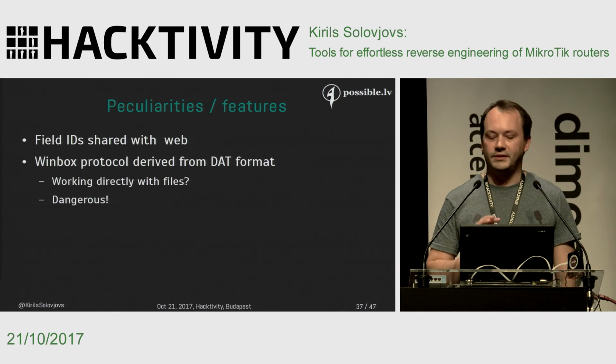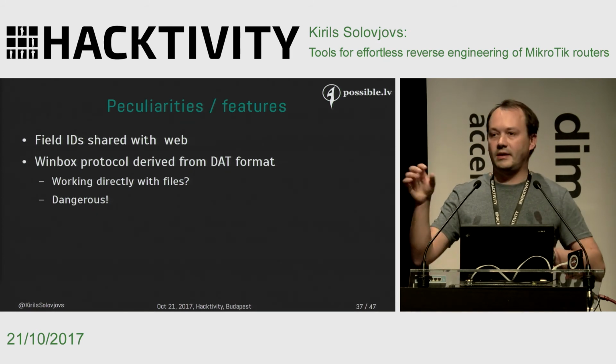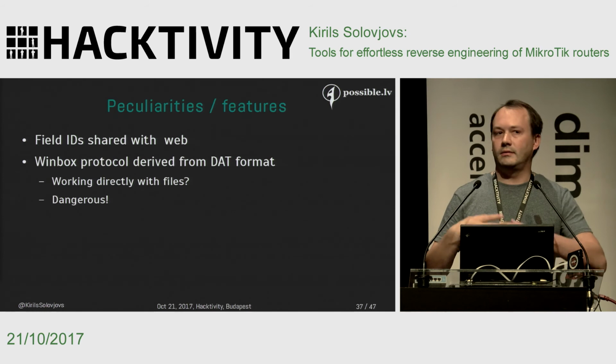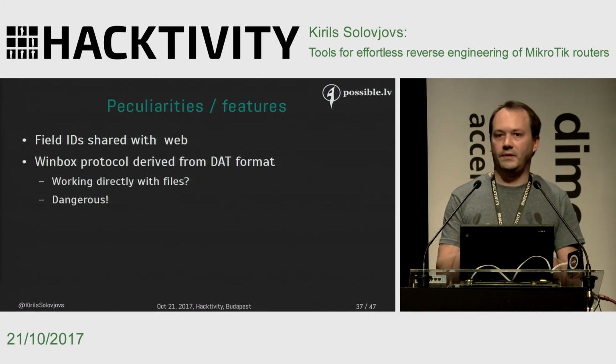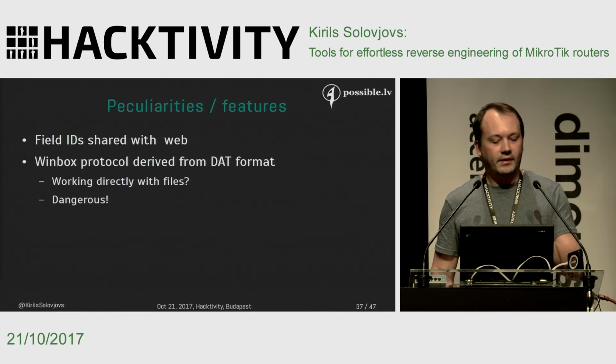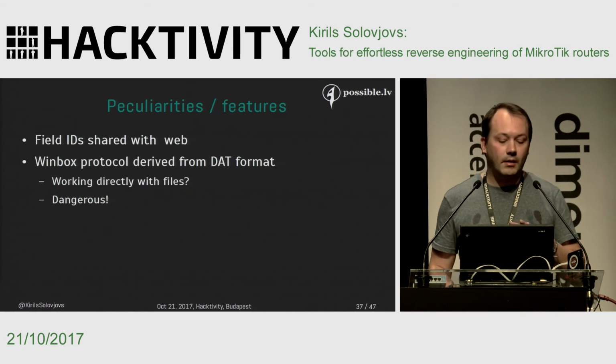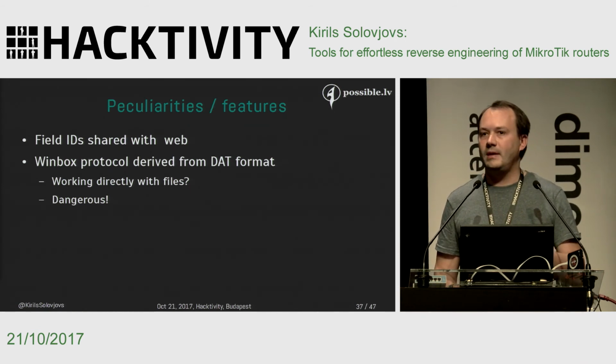Peculiarities of this format is that field IDs are shared with web. It's a binary format. You don't get text saying IP address and then the IP address. You get an entry saying this is field number 1A5, and you have to understand that it contains the IP address. And the other interesting thing is that the Winbox protocol, which is used for administering these devices from Windows machines, seems to be derived from that format, which suggests to us that maybe they are actually writing that file directly from Winbox, which is quite dangerous.